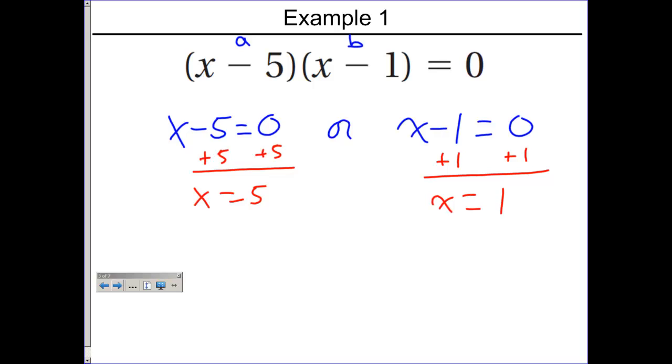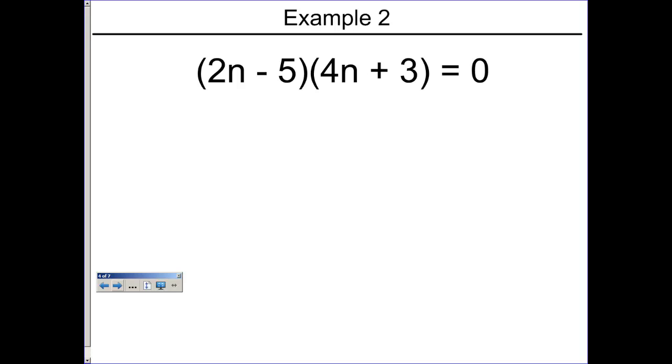So what that means is if I put a 5 in here or here, this equation will equal 0. Or if I put a 1 in here or here, the equation will still equal 0. So there's actually two solutions here, a 5 or a 1.